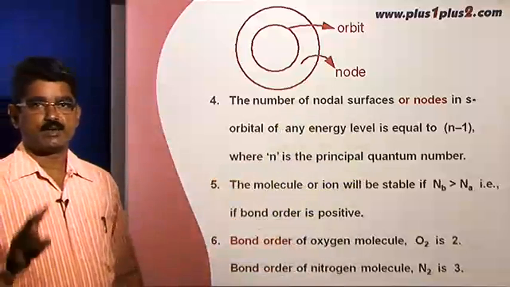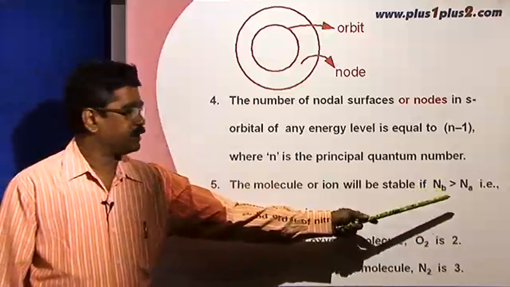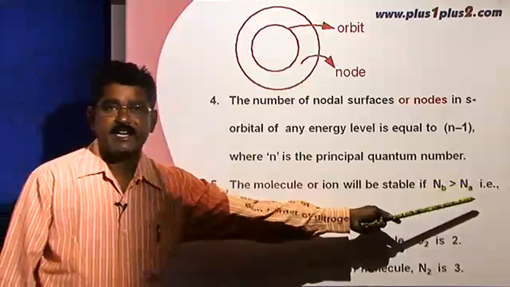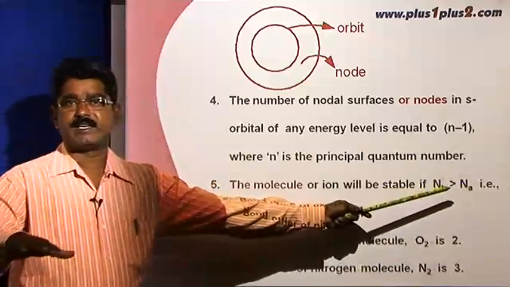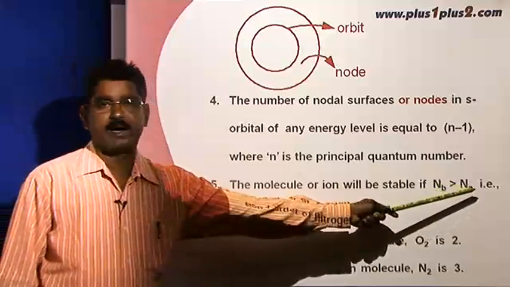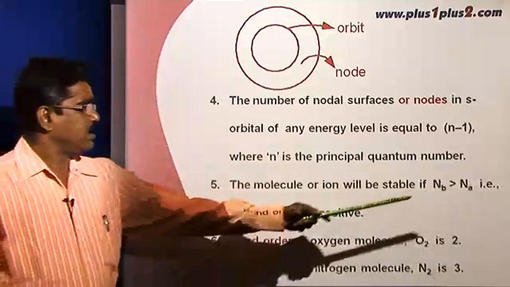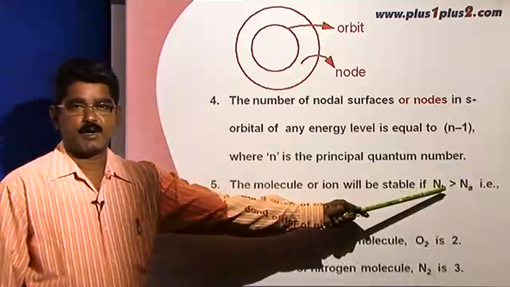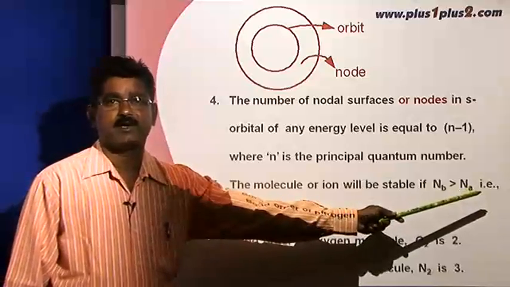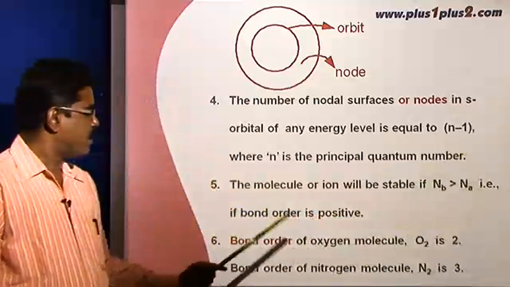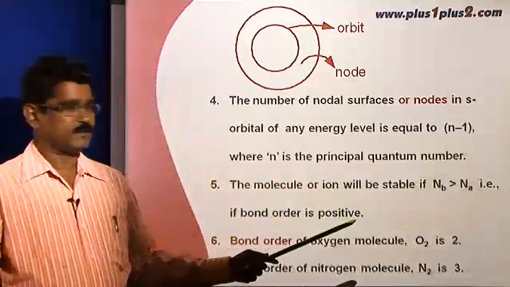Next, as you apply molecular orbital theory to predict whether a molecule is formed or not, we will be minding 2 important things. One is number of electrons in bonding molecular orbital and number of electrons in anti-bonding molecular orbital. We know bonding molecular orbital lies in the lower energy level, anti-bonding molecular orbital lies in the excited state or higher energy level. So, if the number of electrons in bonding molecular orbital is greater than number of electrons in anti-bonding molecular orbital, means the bond order is positive, that is greater than 0, a molecule can be formed.